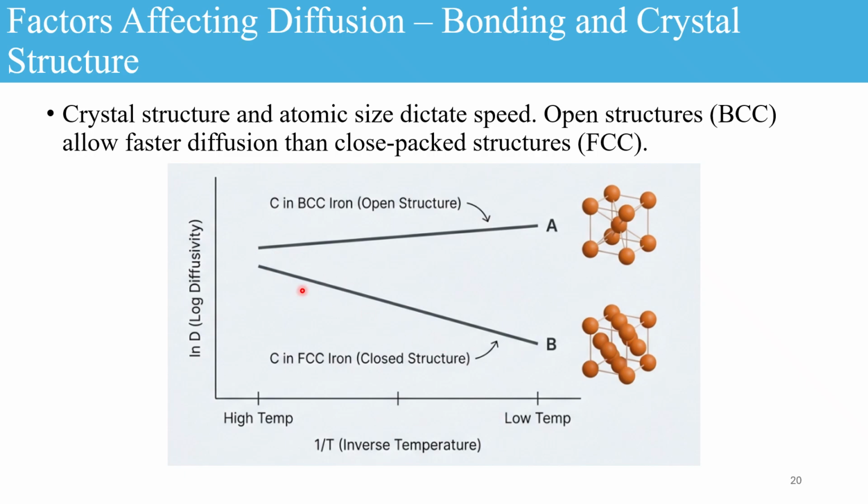They are both linear, but in the case of carbon in BCC iron, the diffusivity line is increasing, while the line for iron in FCC is steeper, meaning that the diffusion in the FCC case is harder than the diffusion in the BCC case. That's because the atoms are not as closely packed as in the case of FCC. So the more compact the atoms are in the structure, the harder the diffusion.